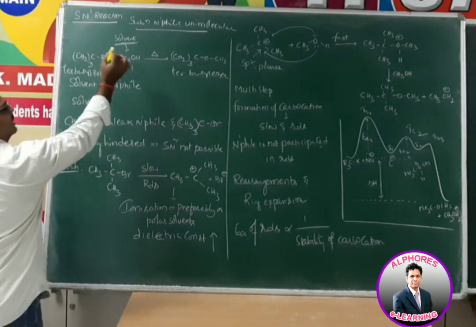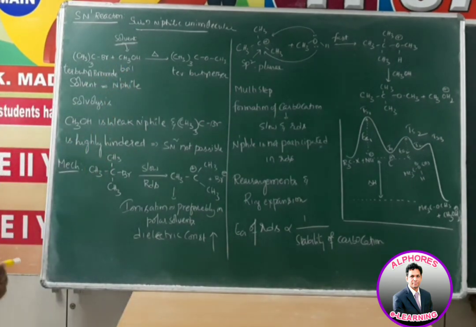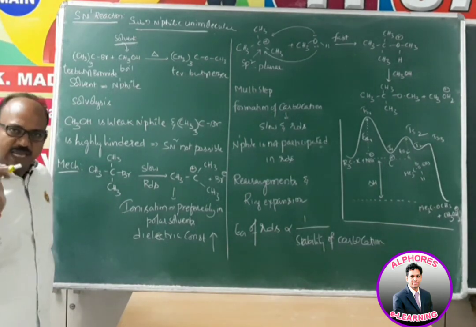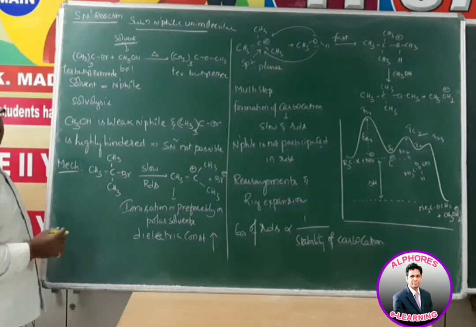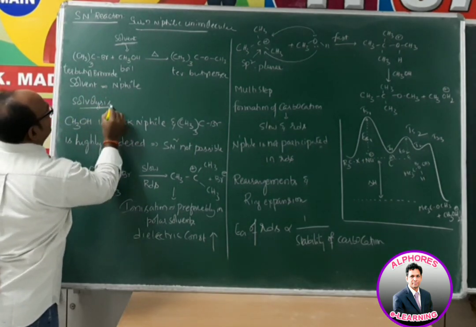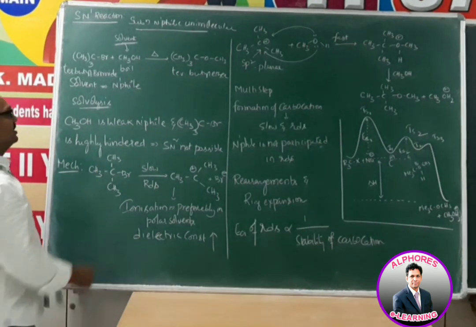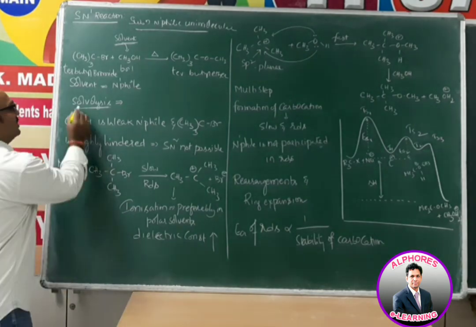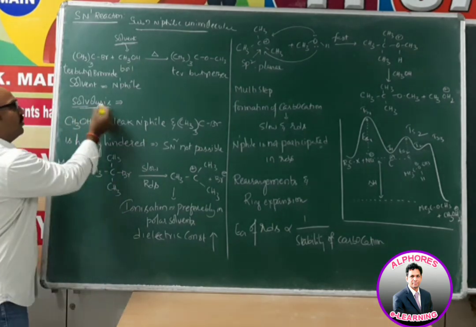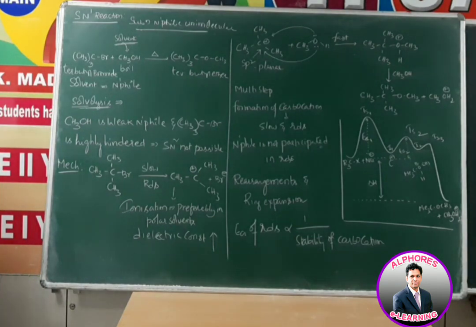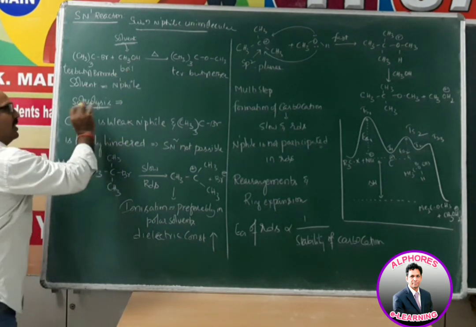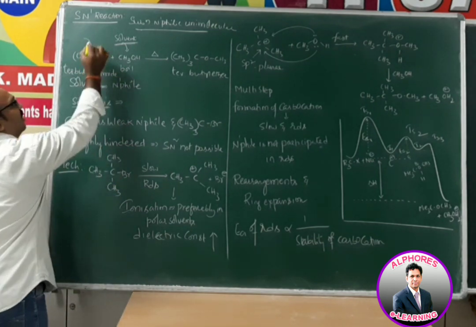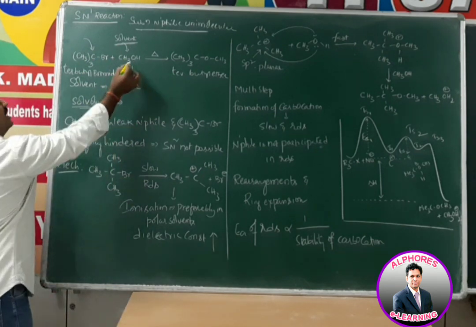The reaction in which the solvent acts as a nucleophile is called solvolysis. Solvolysis means, olysis means breaking of bonds by using solvent. Breaking of bonds by using solvent is called solvolysis. Here methyl alcohol is the solvent, and tertiary butyl bromide undergoes solvolysis in the presence of methyl alcohol solvent.